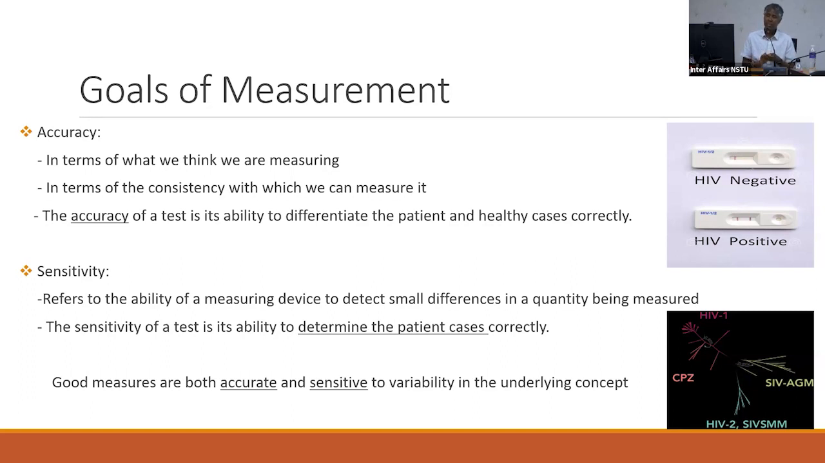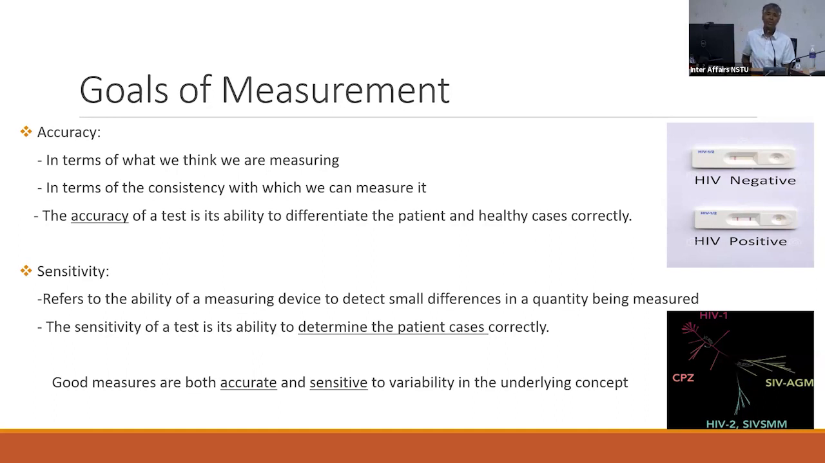The other relates to sensitivity. That means our ability to detect differences in what is being measured, even if those differences are very, very small. So sensitivity is our ability to differentiate cases correctly, even if those measurements or amounts of that construct or disease are very low or slight in between as we think about patient groups.